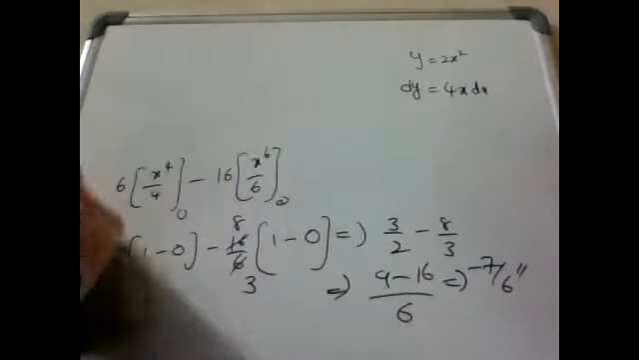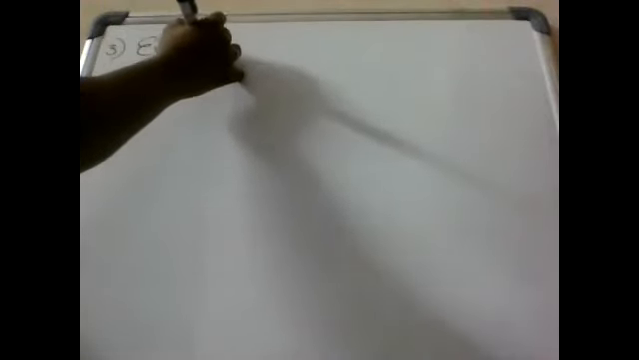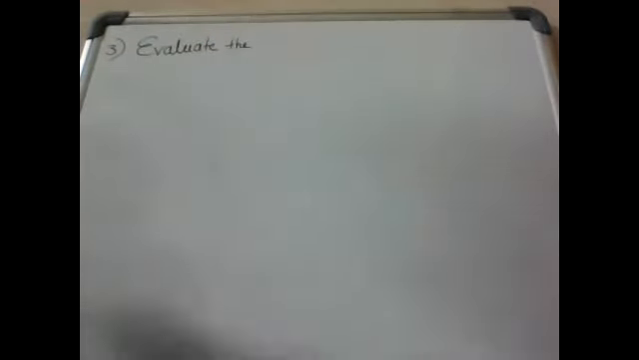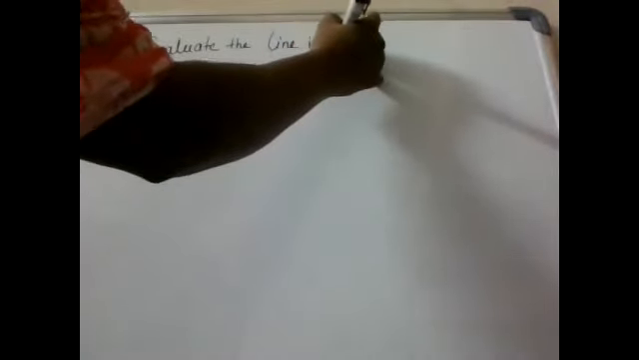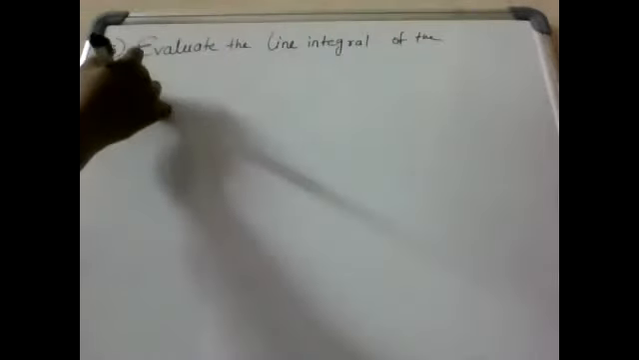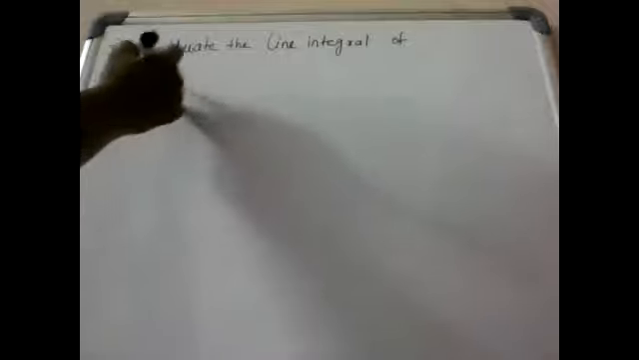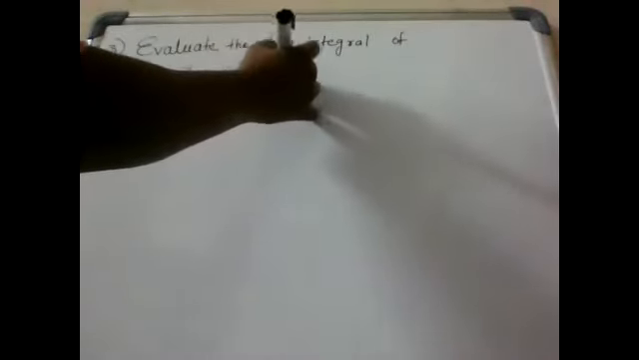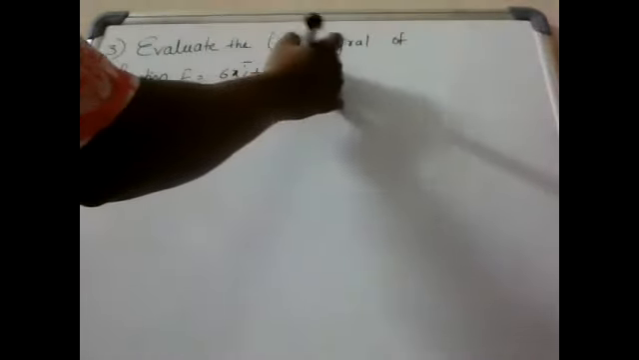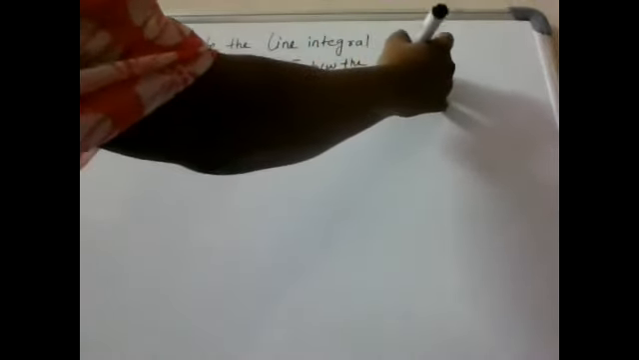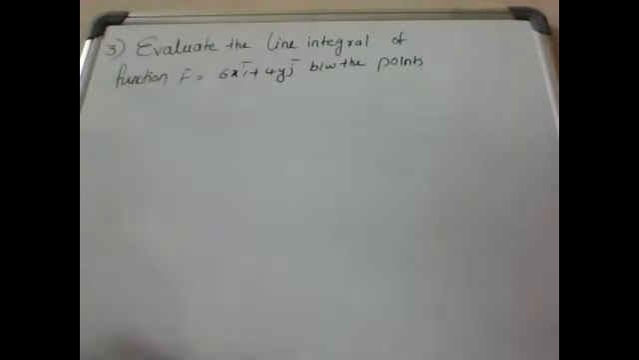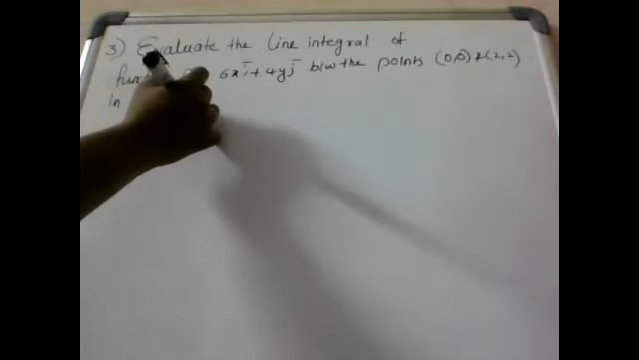Next, third one. Evaluate the line integral of the function f equal to 6x i plus 4y j between the points 0, 0 and 2, 2 in the xy plane.